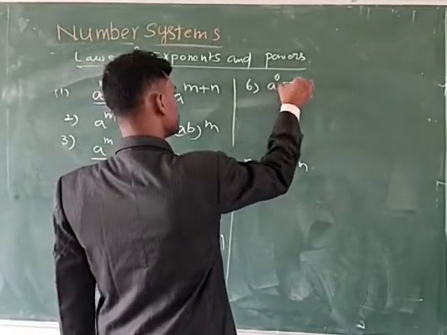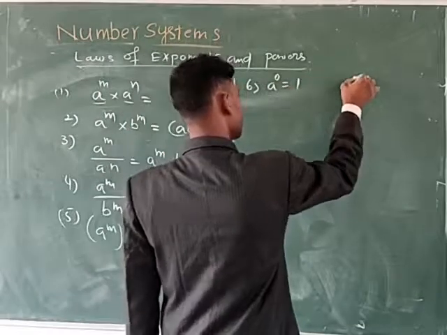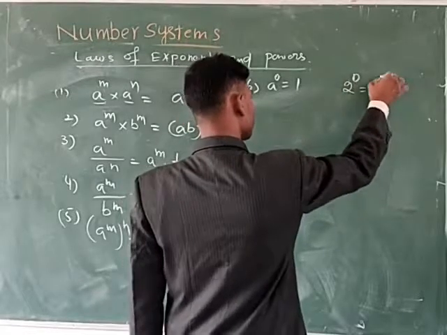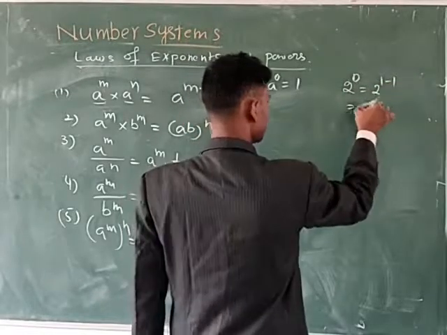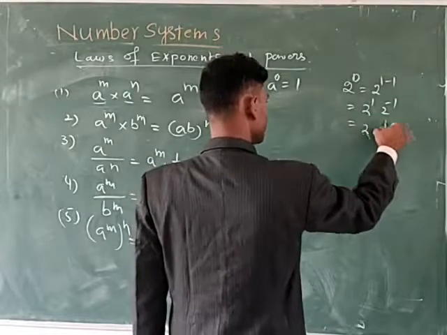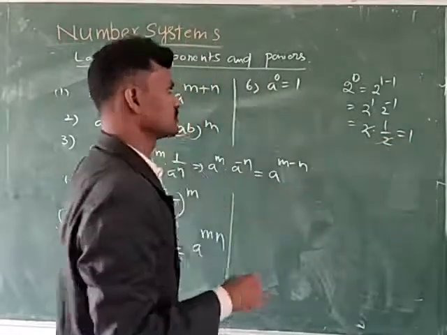Next one is a power 0 is equal to 1. How is it? Suppose 2 power 0, you can take it as 2 power 1 minus 1. That is 2 power 1 into 2 power minus 1. Again this is written as 2 power 1 by 2. The 2s cancel, giving 1. So a power 0 is equal to 1.